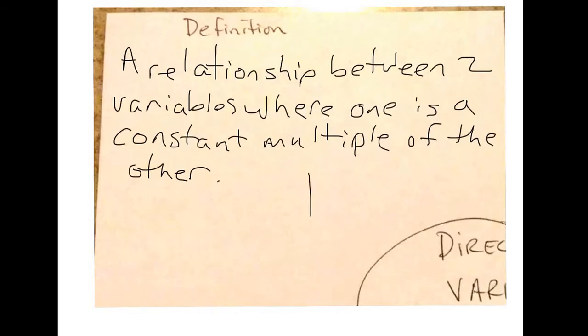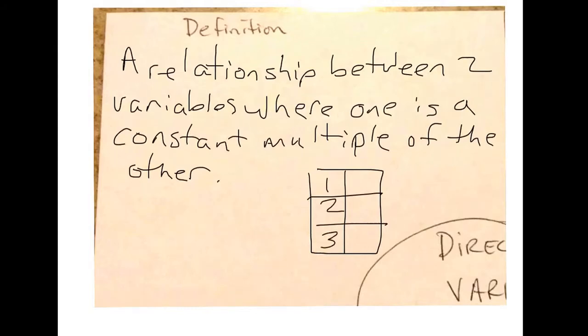Examples of that would be like this. If I had 1, 2, 3, let's say I decide I want to multiply all the x's by 4, then this becomes 4, this becomes 8, and this becomes 12. So we just multiply by 4 to get everything. That's what a direct variation is. You just multiply the x side by something, or you could divide them.